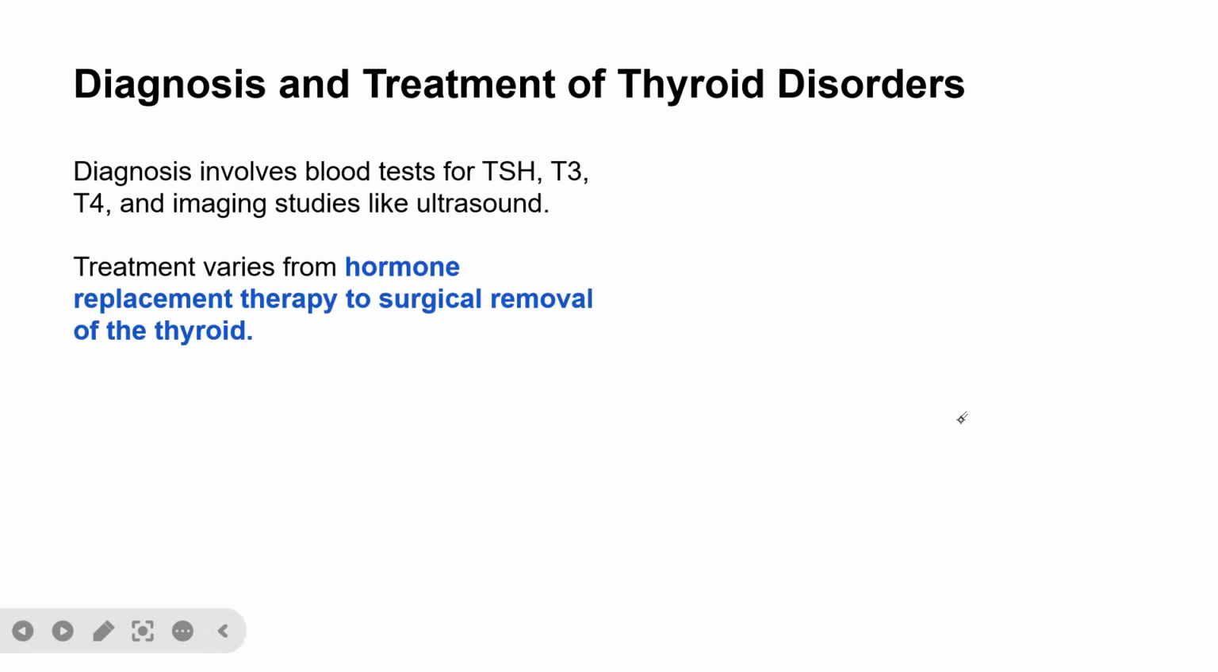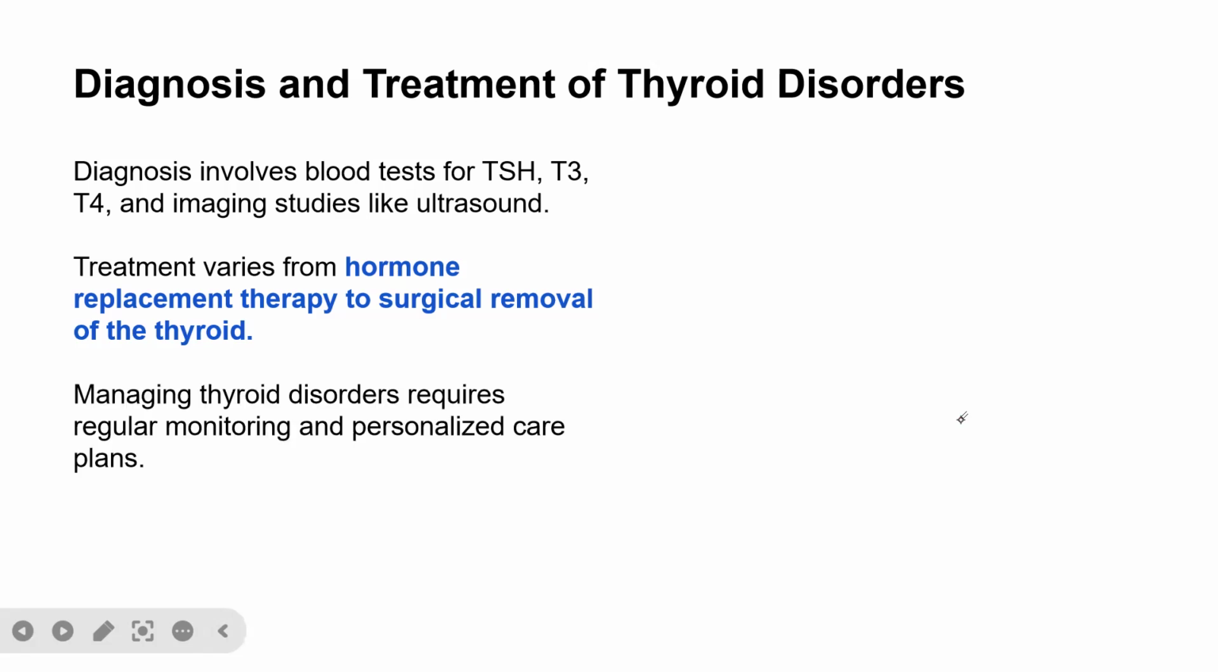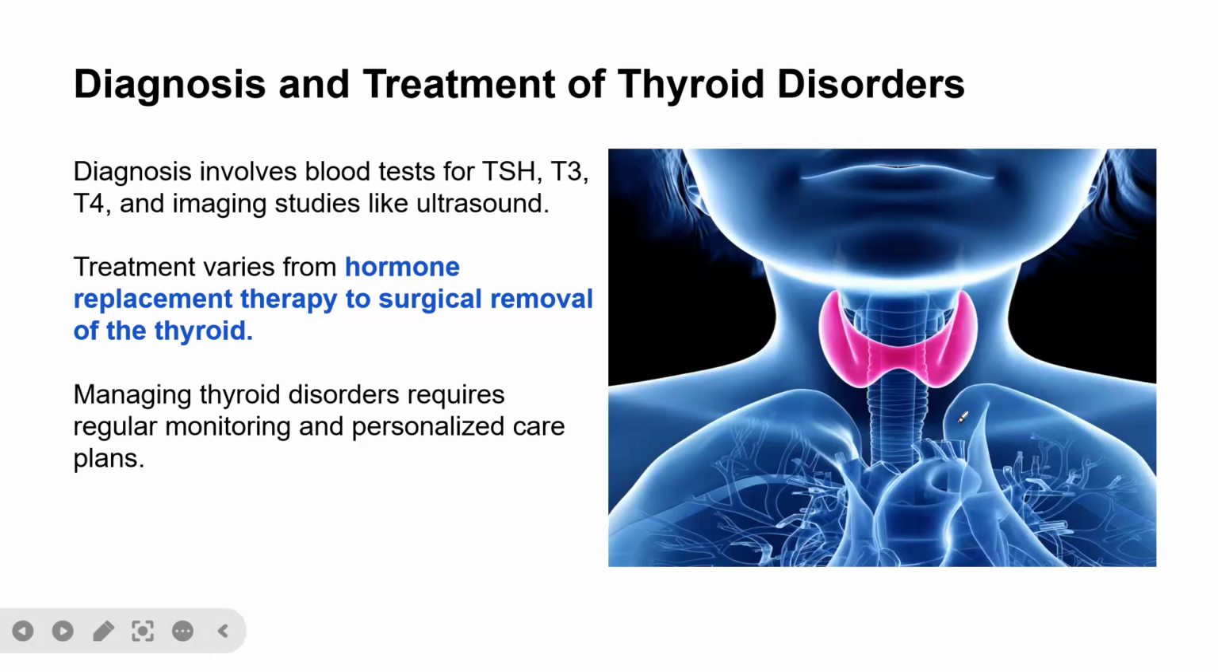The treatment for these disorders ranges from hormone replacement therapy to surgical removal of the thyroid. So you can surgically remove the thyroid, or you can use hormone replacement therapy. Managing thyroid disorders requires regular monitoring and personalized care plans.